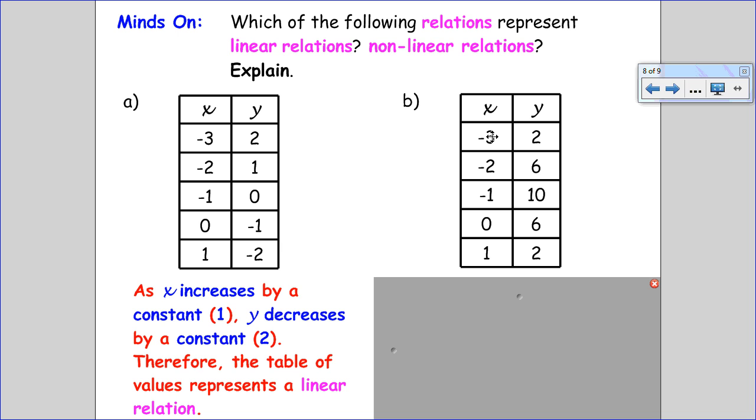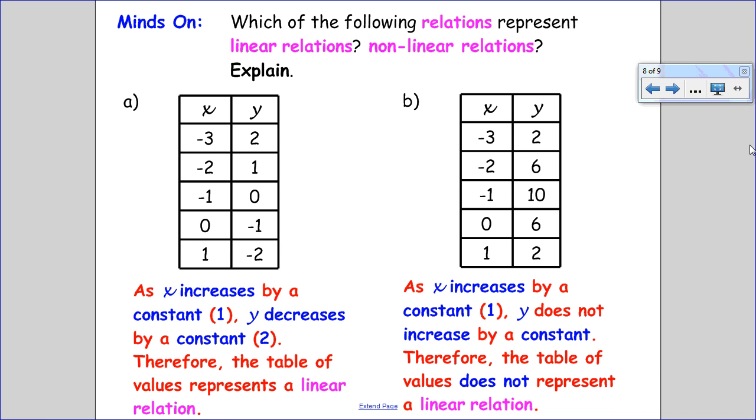If I look at part B, the x values are increasing by 1. The y values increase by 4, increase by 4. Oh, this one decreased by 4. It's not changing by a constant, so therefore it's not a linear relation. It is a nonlinear relation.